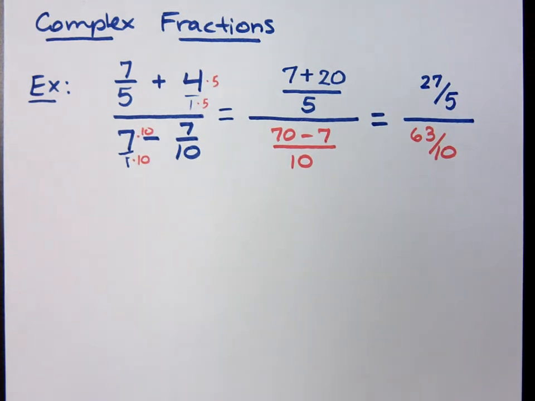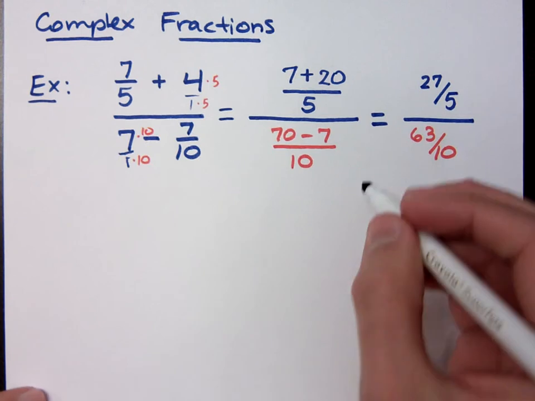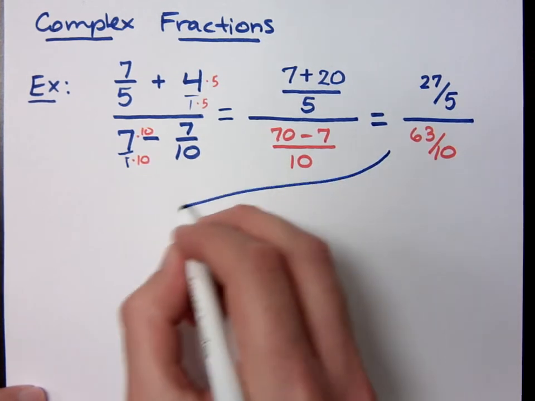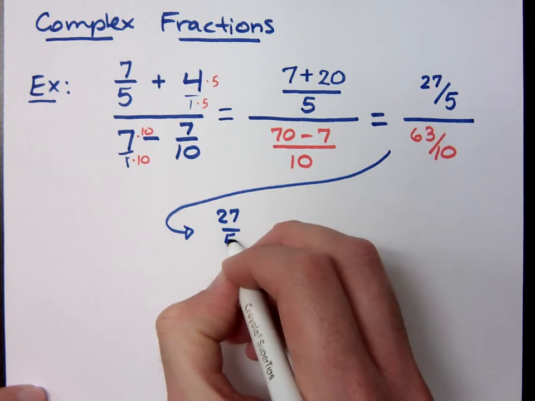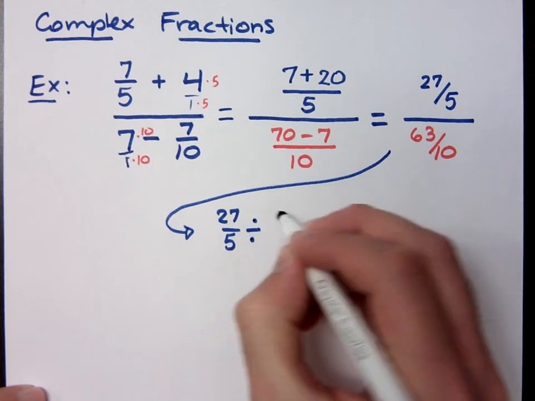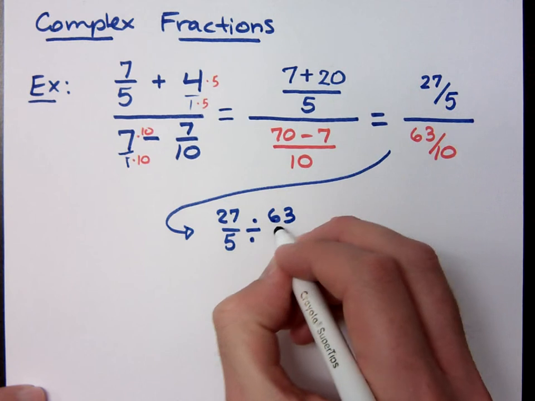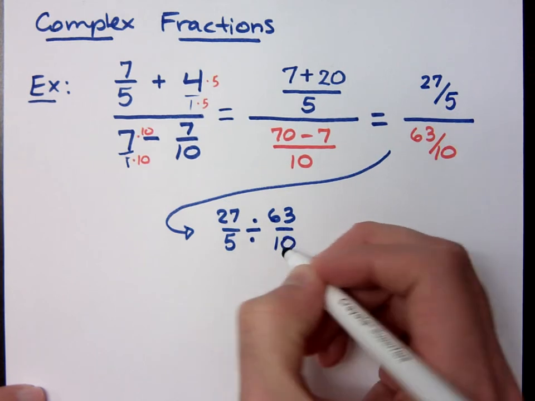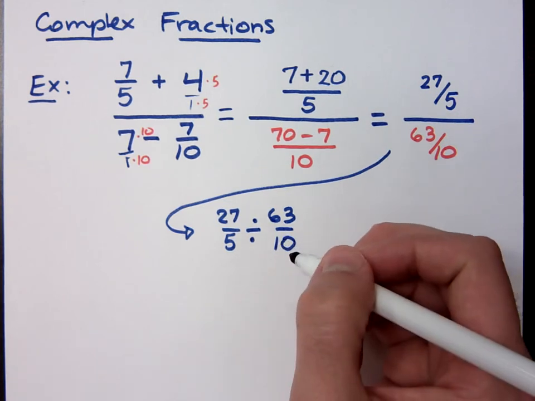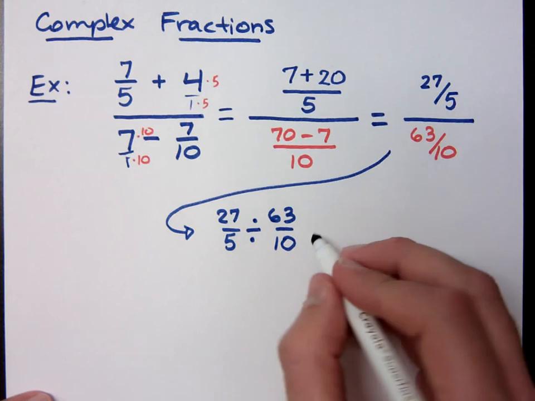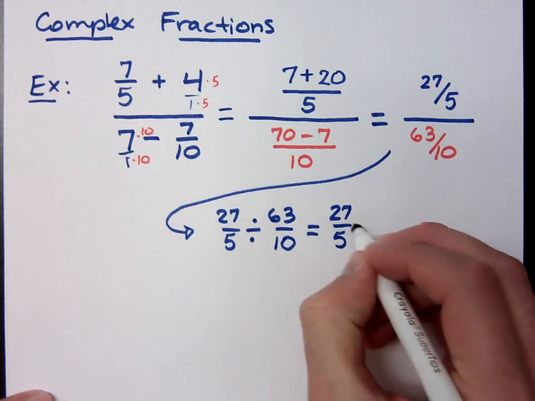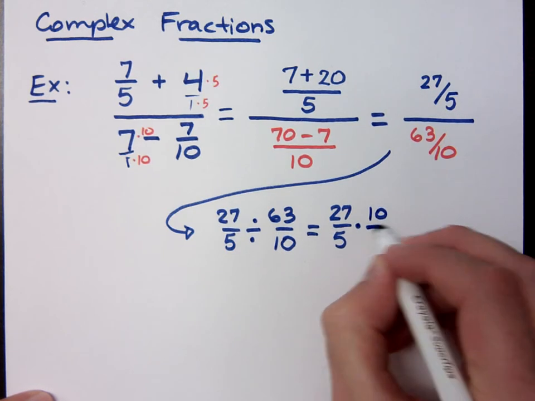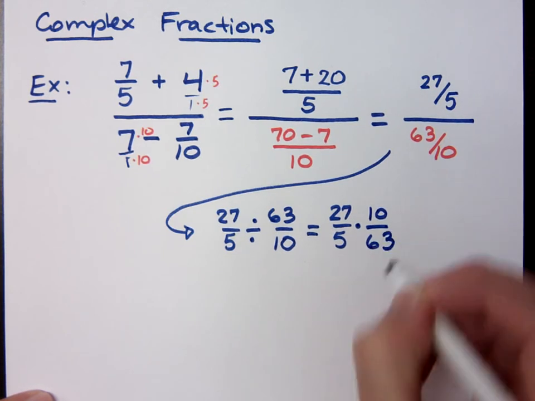No, because what this really means for me is that I have 27/5 divided by 63 over 10. Isn't that what that means? And how do you divide a fraction by a fraction? You multiply times the reciprocal. So this is times 10 over 63.